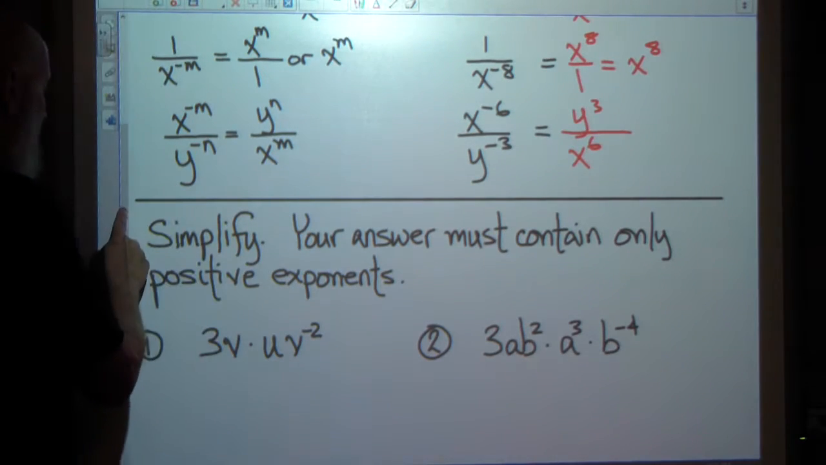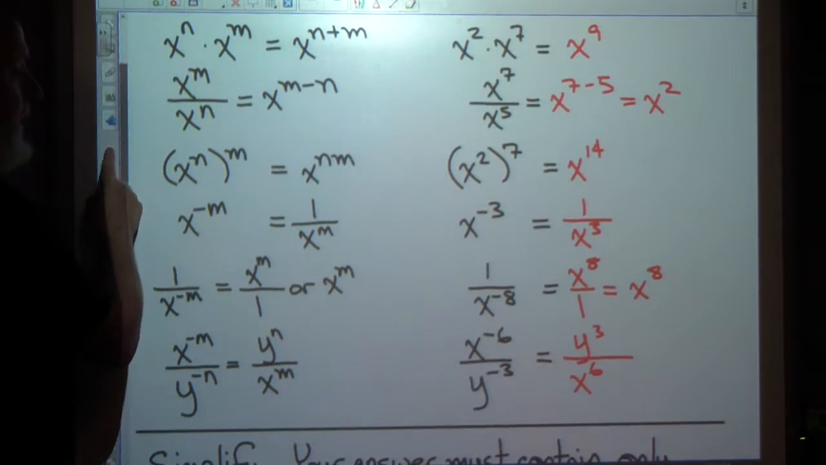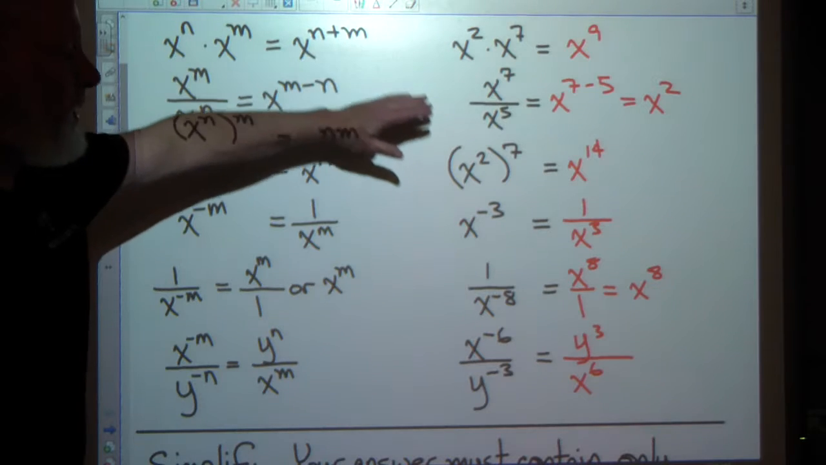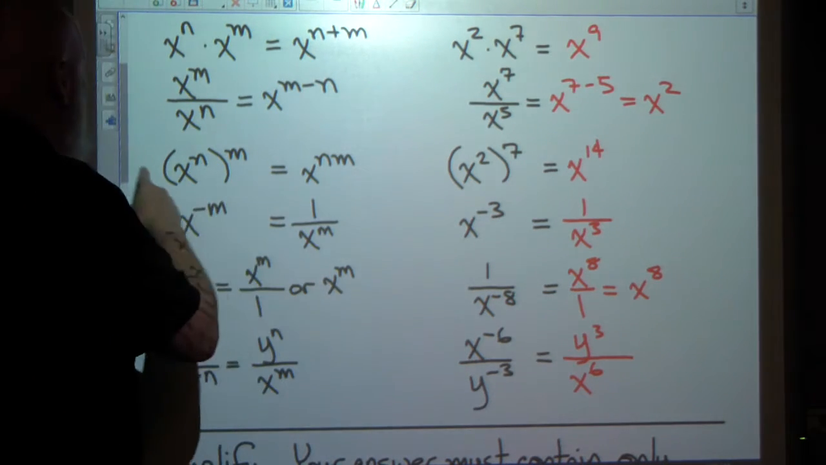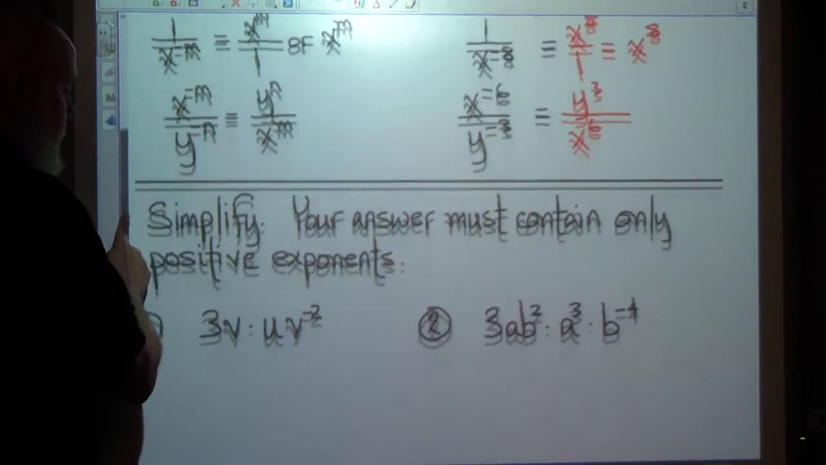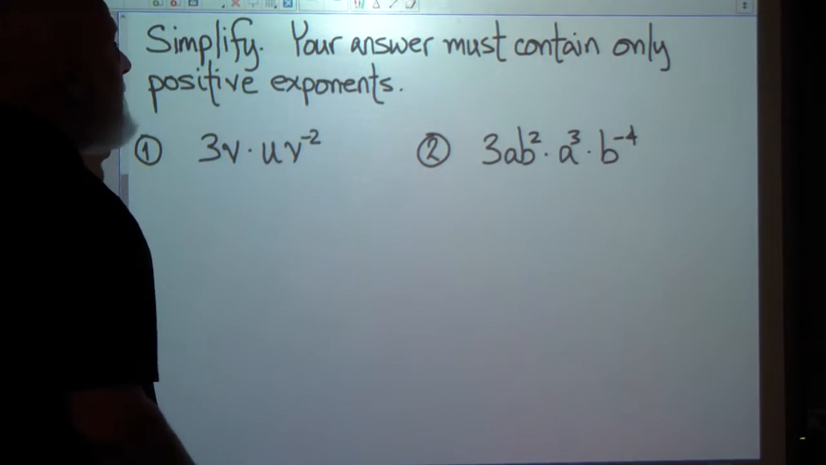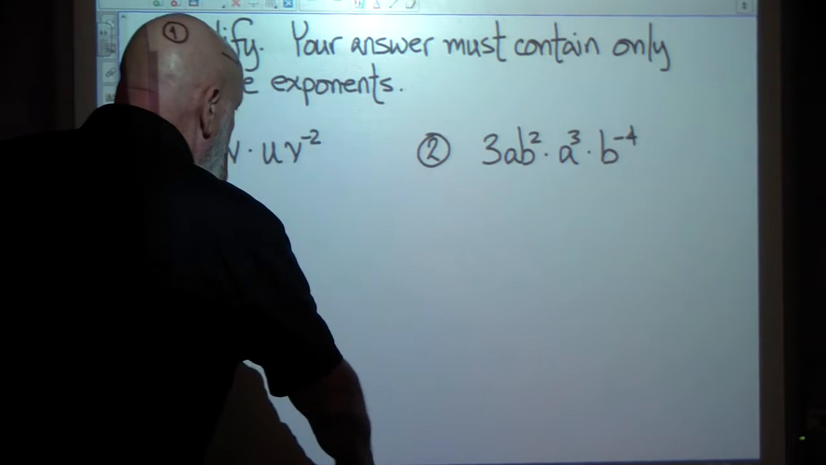So those are some of the properties of exponents, and we're going to run into combinations of these throughout the course of what we're doing. So let's just jump in and see what it might look like. Simplify, your answers must contain only positive exponents. Here's how I would do it.